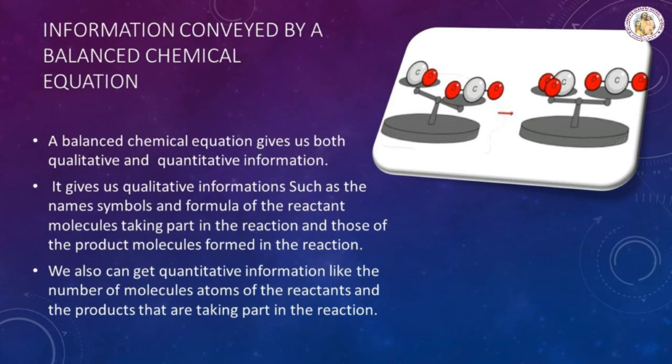Information conveyed by a balanced chemical equation. A balanced chemical equation gives us both qualitative and quantitative information. It gives us qualitative information such as the names, symbols, and formulas of the reactant molecules taking part in the reaction and those of the product molecules formed in the reaction. We also get quantitative information like the number of molecules or atoms of the reactants and products that are taking part in the reaction.